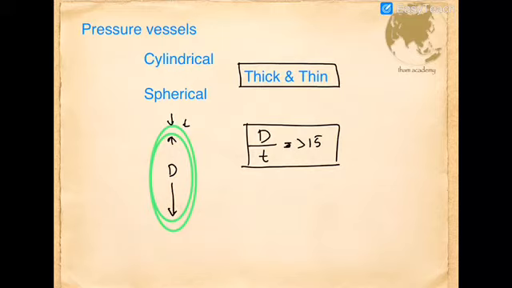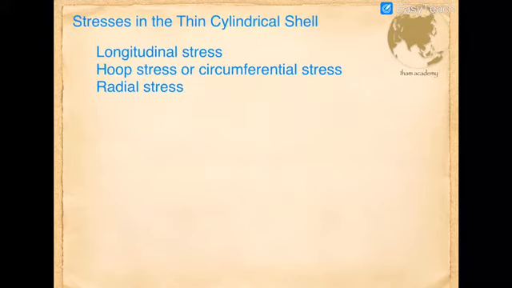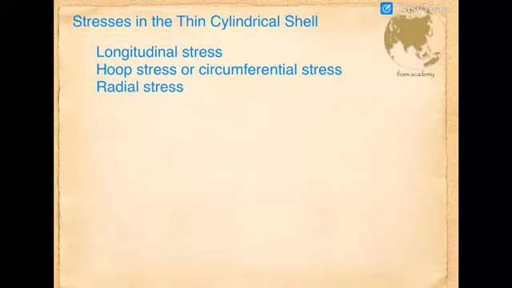We will start this session with the thin cylindrical shell stress analysis. There are three kinds of stresses in a thin cylindrical shell when it is subjected to external or internal loading. The first one is longitudinal stress, denoted by sigma L, and hoop stress or circumferential stress is represented by sigma h, and radial stress sigma r. This radial stress is negligible for thin pressure vessels. So only longitudinal stress and hoop stress we consider for the thin cylindrical shell stress analysis.